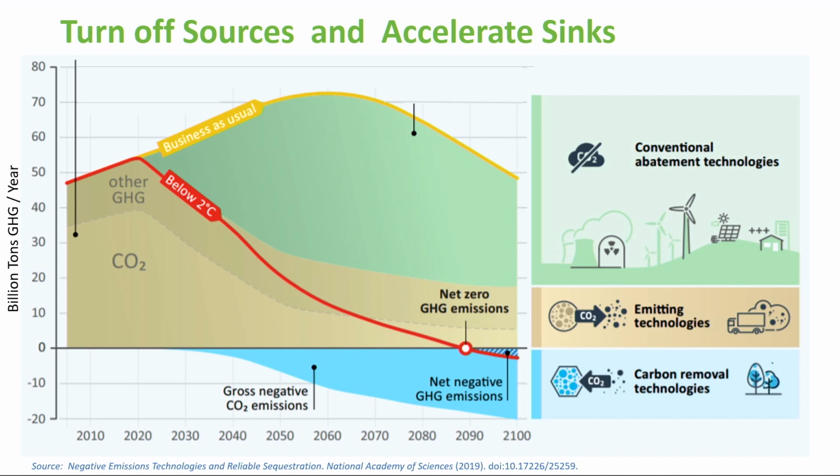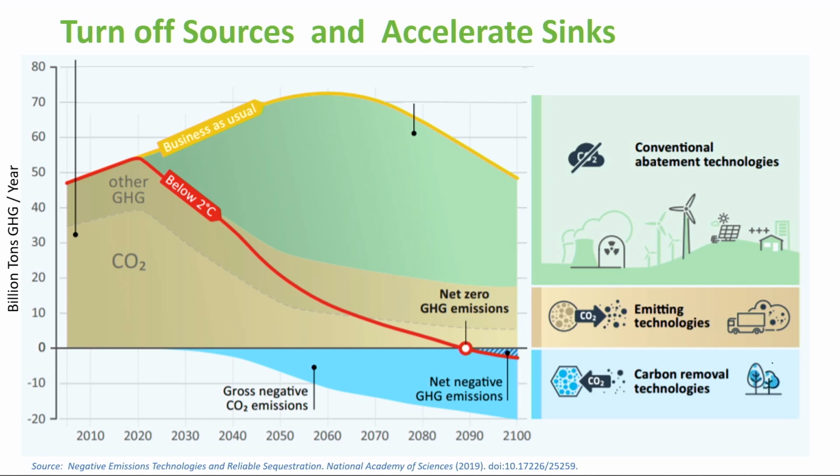Now, thousands of scientists have come together to say, look, we have to start turning those faucets off now, and we have to start turning them down pretty fast, as evidenced by that red elbow in the curve there. That's what we need to do right now in order to limit the warming to only 2 degrees Celsius.